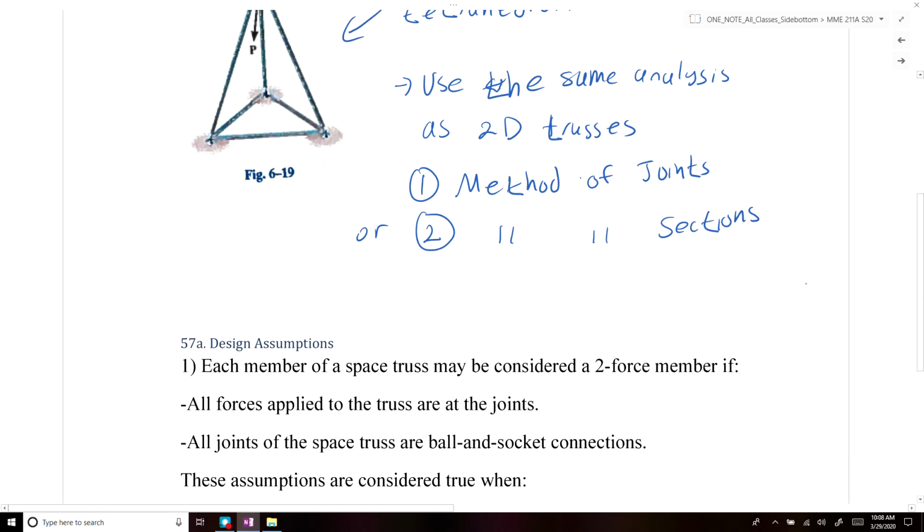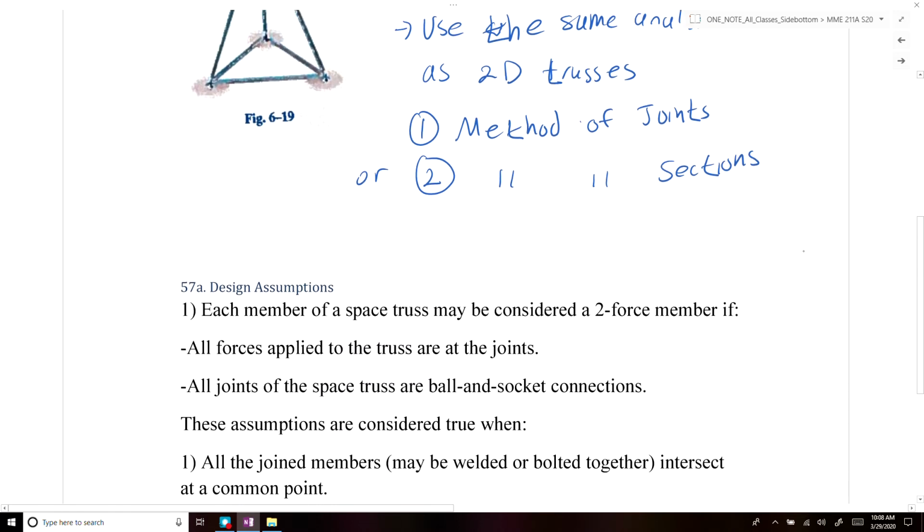Alright. So space trusses follow the same critical assumptions as 2D planar trusses. You can consider a structure to be a space truss if all the members within the truss are considered 2-force members, meaning that they're either going to be in tension or in compression. You can also consider a structure a space truss if all the forces applied to the truss are at the joints, and all the joints of the space truss are considered ball and socket joints.